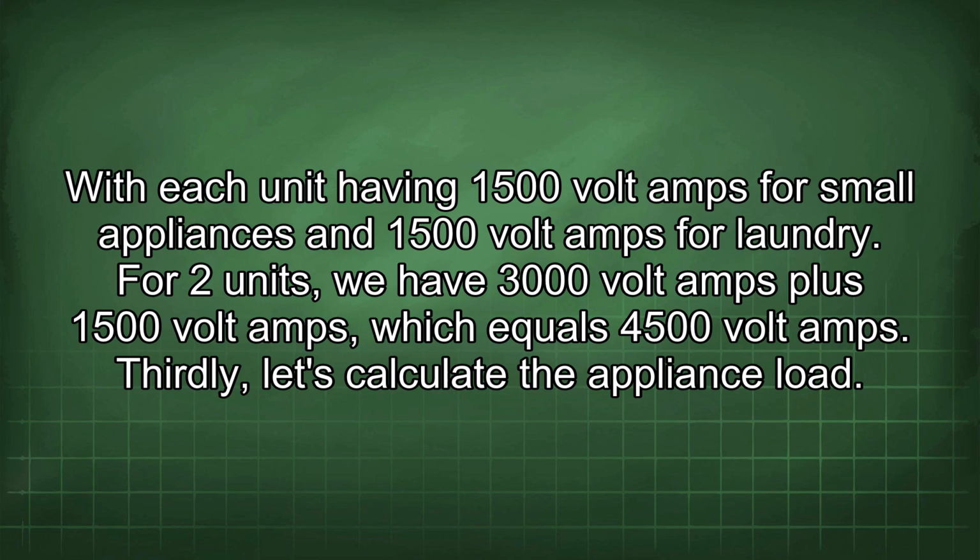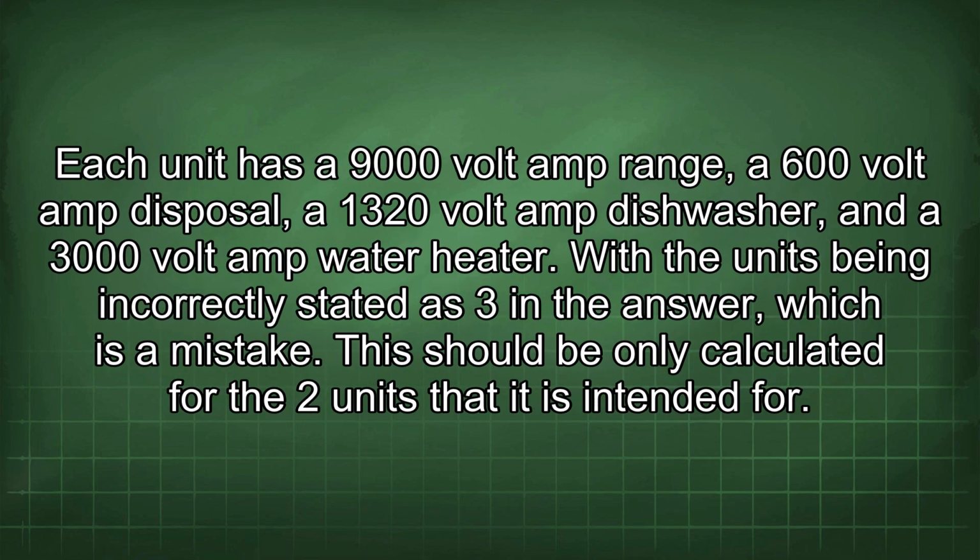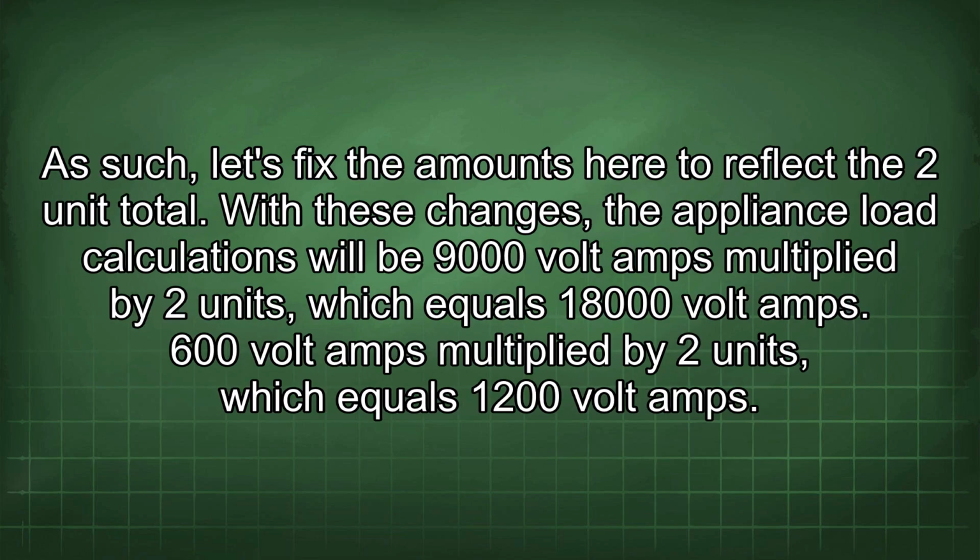Thirdly, let's calculate the appliance load. Each unit has a 9000 volt amp range, a 600 volt amp disposal, a 1320 volt amp dishwasher, and a 3000 volt amp water heater, with the units being incorrectly stated as 3 in the answer, which is a mistake. This should be only calculated for the 2 units that it is intended for. As such, let's fix the amounts here to reflect the 2 unit total.